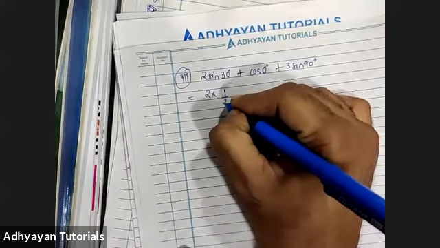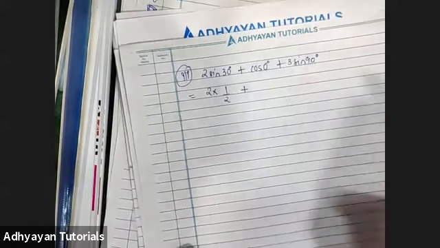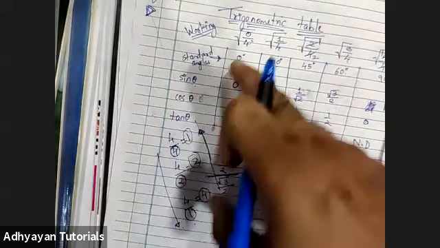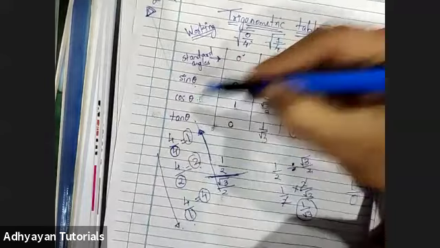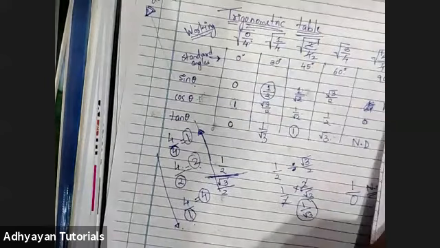Right? So I have just written half here, plus cos 0. Cos 0, children. Cos wala row second hai, 0 idhar hai. The answer is 1.